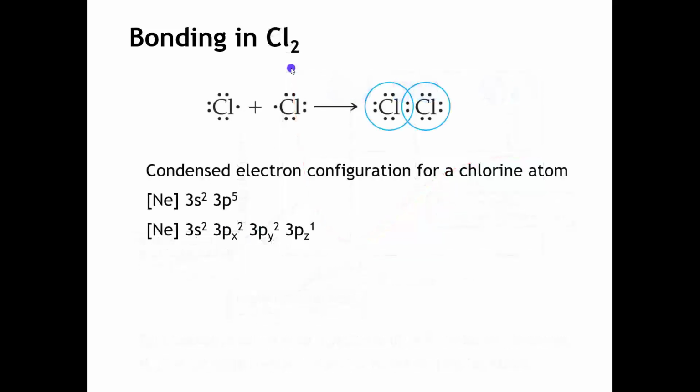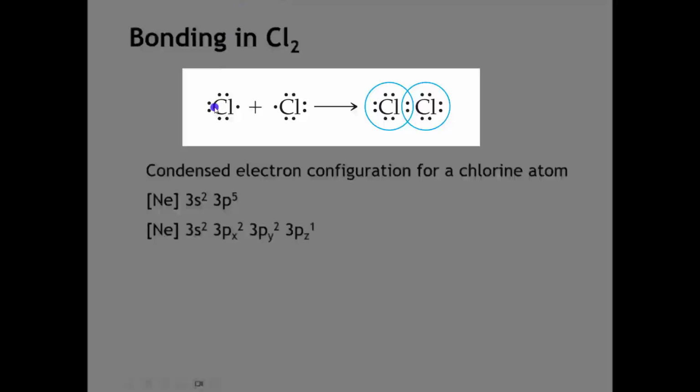Okay, let's look at another diatomic molecule. This one is a little bit more complicated. Let's think about the chlorine molecule, Cl2. Now, if we look at the Lewis structures up here at the top, we can see that each chlorine atom has 7 valence electrons. And when we put them together, they each share 1 electron with its neighbor, and that forms a bond. And in that way, they satisfy the octet rule.